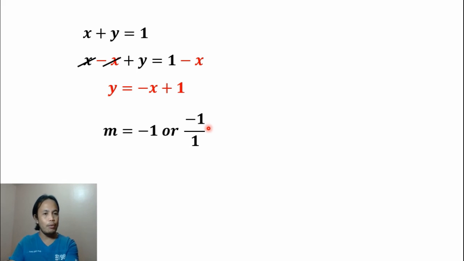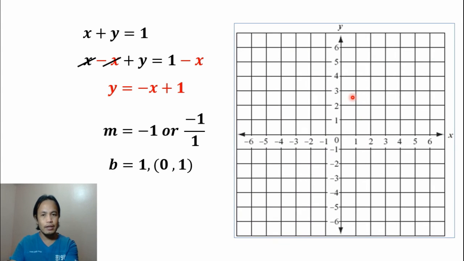Then, of course, our y-intercept is 1. The ordered pair shall be 0 and 1. Plot the point 0, 1 in the Cartesian plane. So we have here x is 0 and this is our y, which is 1. So this is our first point. Then, for the slope, which is negative 1 and 1, since the numerator is negative 1, we move 1 unit downward.